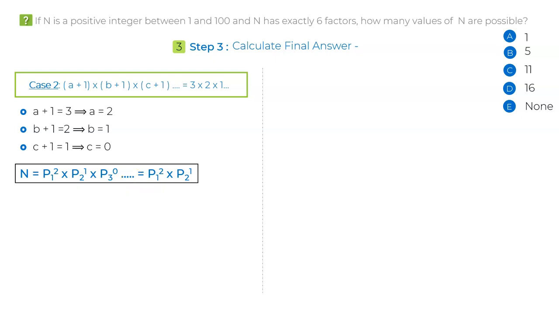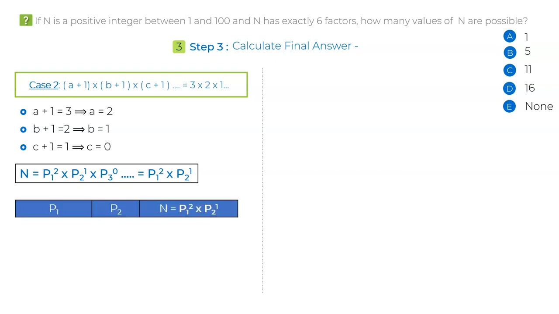Now this is where things get a little tricky, and this is an important learning here. Some of you may have been able to do this also, but you may falter if you do not put values methodically to find out the cases. Let me tell you what I'm talking about. Ideally, you should start with the smallest case. So for example, I'll put p1 as 2 and p2 as 3. If I put p1 as 2, then 2 squared gives you 4 times p2 to the power 1, which is 3 to the power 1, which gives you 3.